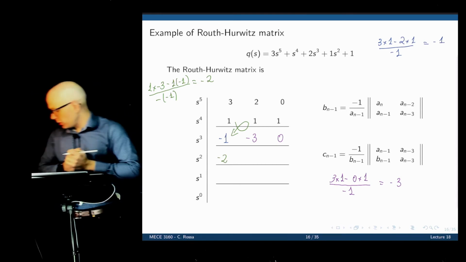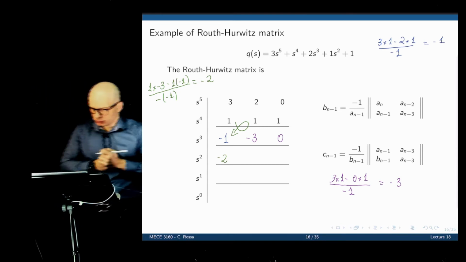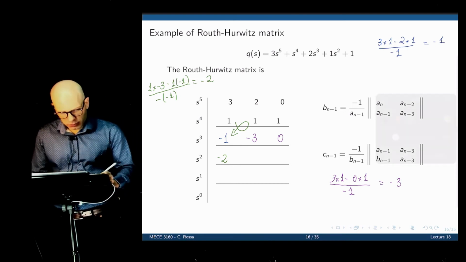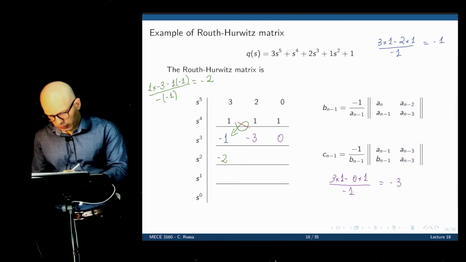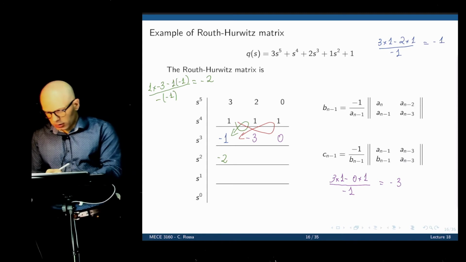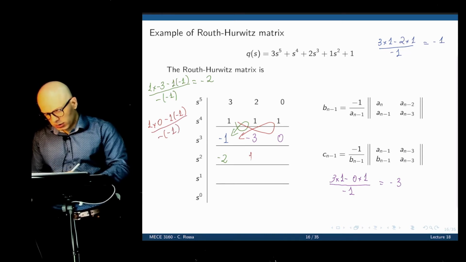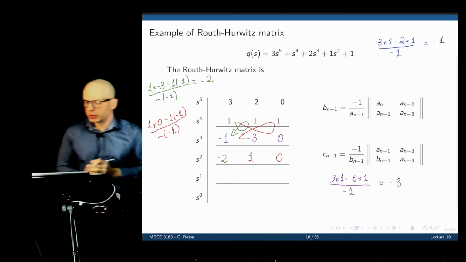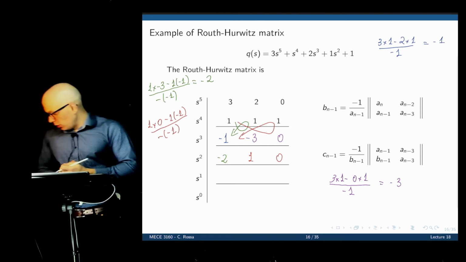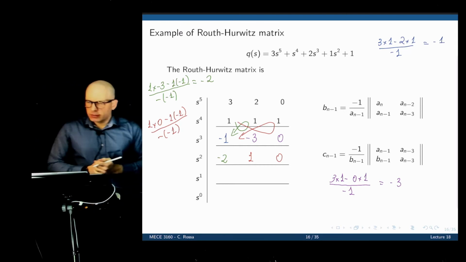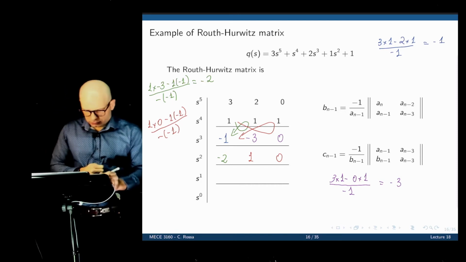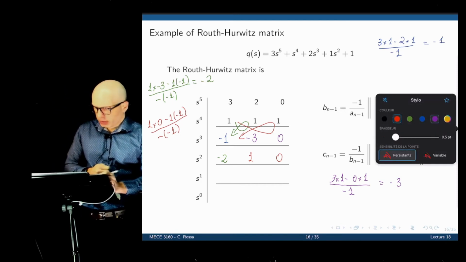What is the next one? 1. The next one will be 1. So we have now to expand like that. 1 times 0 minus 1 times -1 divided by -1, which is indeed 1. Next one, 0. What is the one under -2? -3.5. Very good.